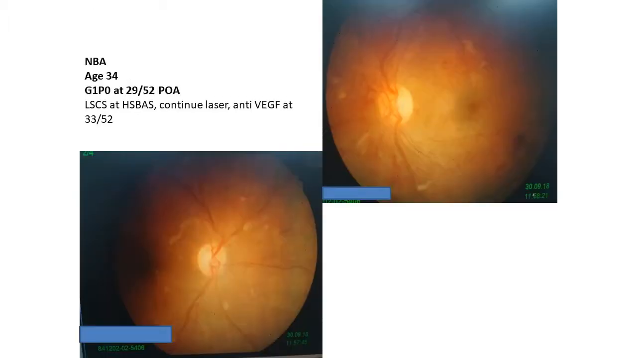This is a 34-year-old lady. And if you look at this, all this neovascularization, the new vessels are abnormal, but she has had delivery done via LSCS.